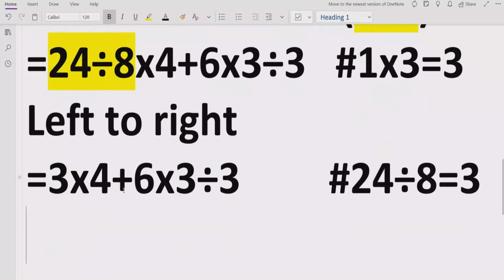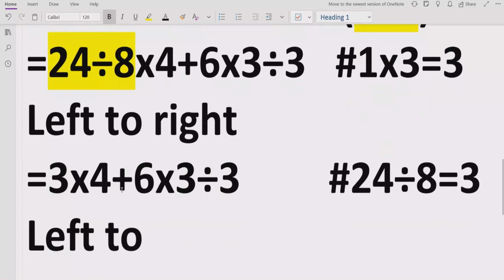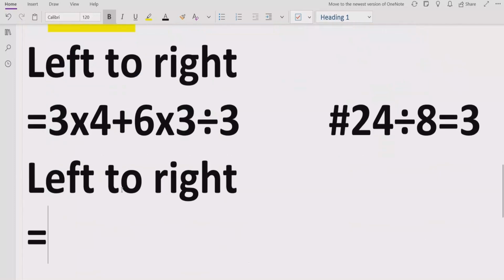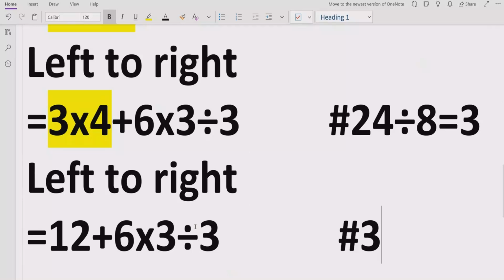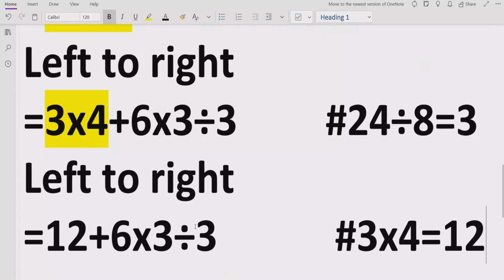Now move forward. We have to go left to right again and find out which is coming. Now we have 3 multiplied by 4, which is equal to 12 plus 6 multiplied by 3 and divided by 3. We have to write as it is. And here we have to give the reference 3 multiplied by 4 equals 12.